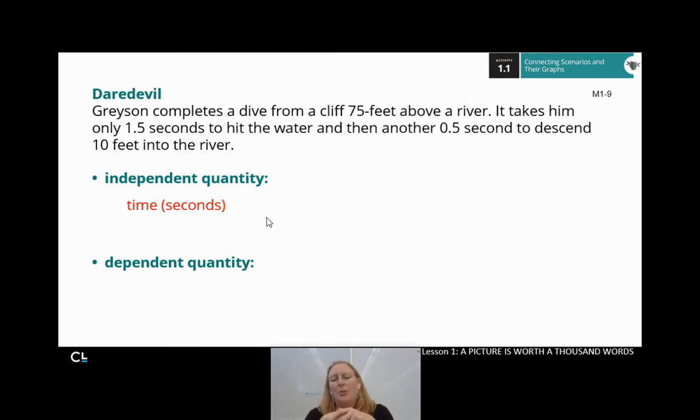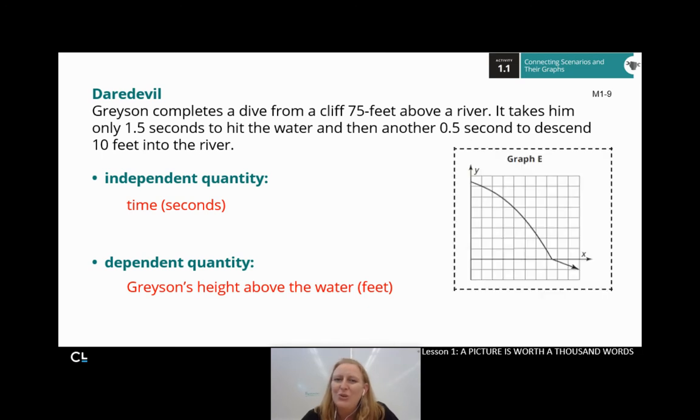And that's because time is always independent, guys. Time is almost always independent, right? Time depends on nobody. He's going to do what he's going to do. The dependent quantity then is going to be Grayson's height above the water in feet. The reason for this is because how high off the ground Grayson is depends on how long it's been since he jumped off the cliff, right? That's just kind of how this works. The graph he should have chosen was graph E. In fact, it looks like he's jumping off a cliff, right? It looks like he's up here and he's like, jump! And then he hits the water and slows down a little bit once he gets in the water.